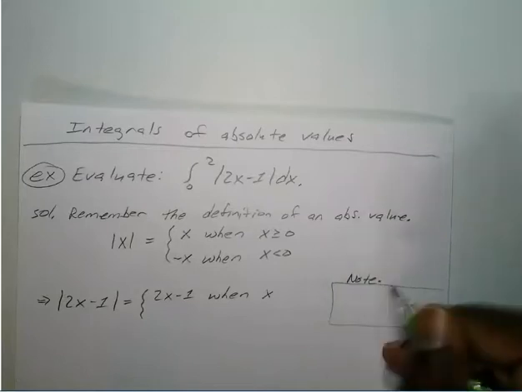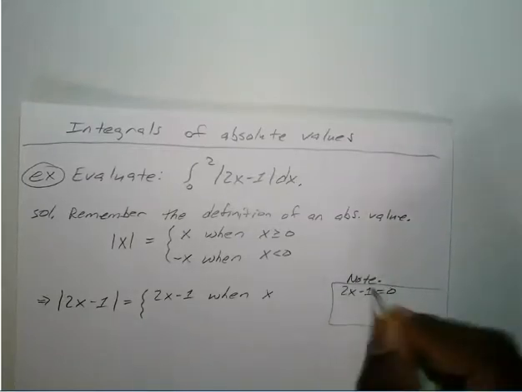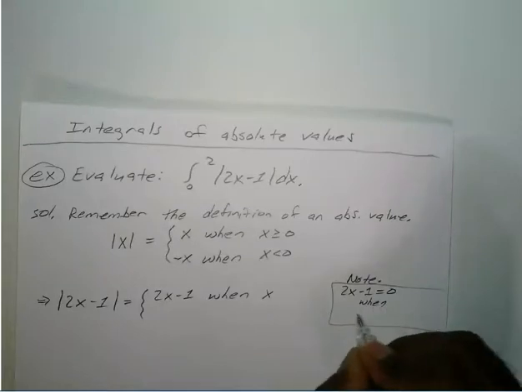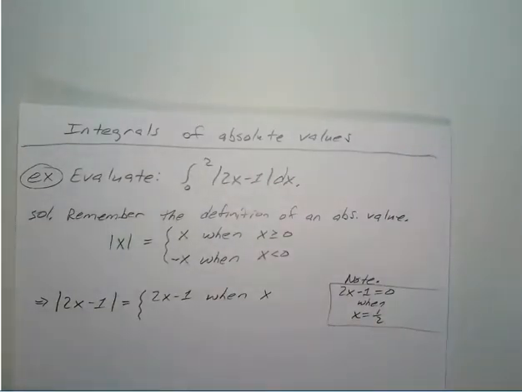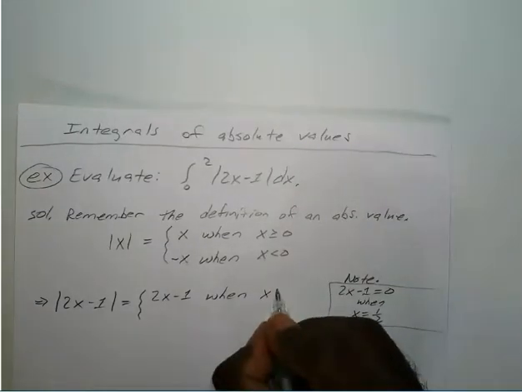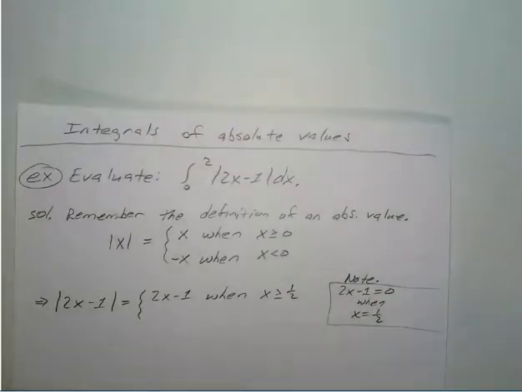Quick note here, 2x minus 1 equals 0 when x is equal to 1/2. So to find where that value equals 0, that means x is greater than or equal to 1/2. You're not going to just plug in 0. You're going to find out when the value under here is greater than or equal to 0. So in that case, it will be 1/2.